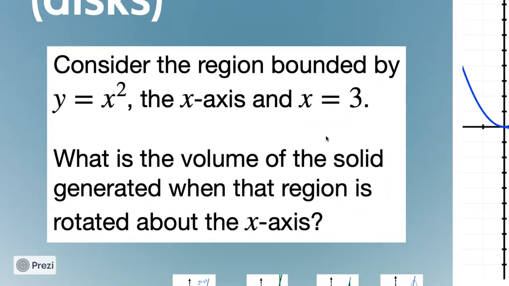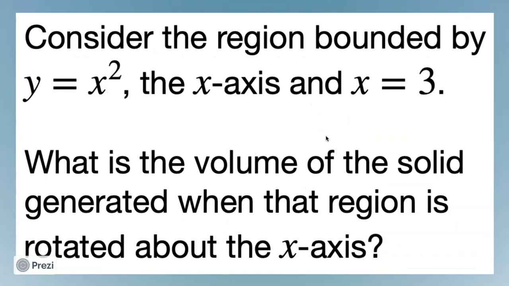Here's the question. Consider the region bounded by y equals x squared, the x-axis, and x equals 3. Here you can see that we have 3 elements that bound our region. There may be probably up to 4, if there's a left side, a right side, a top and a bottom, maybe, although it's not always like that. Here, apparently 3 is enough to bound a region. The question is, what is the volume of the solid generated when that region is rotated about the x-axis?